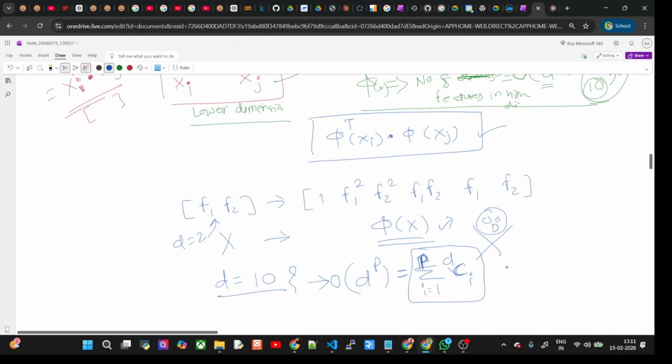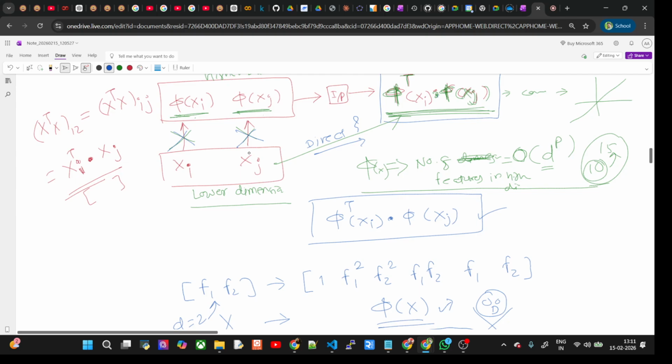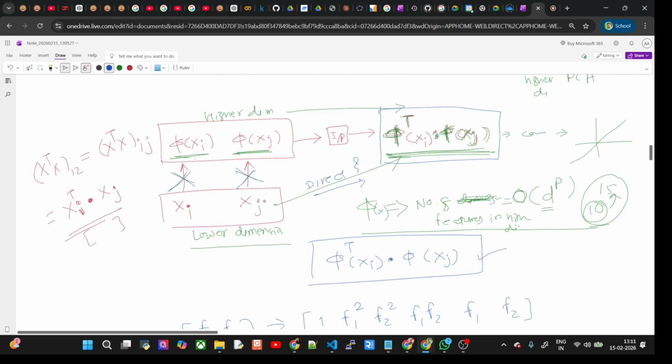Okay, this is the main thing. So phi of x calculation is a dangerous thing, but we don't want to do phi of x calculation now, so we want to bypass this operation. We just directly want to jump to the calculation of phi of xi transpose into phi of xj. Is there any way that we can check?